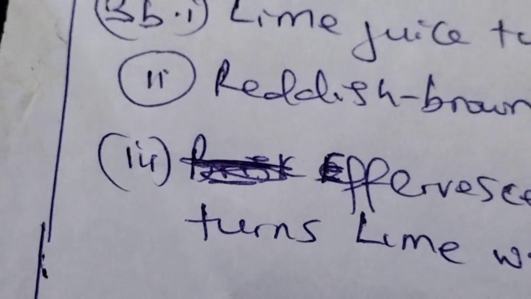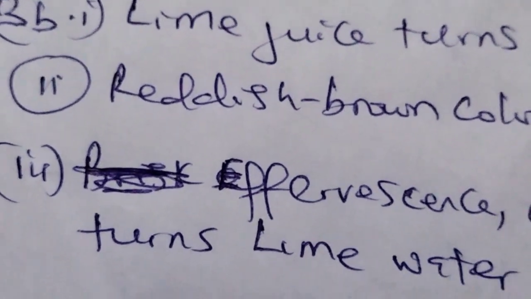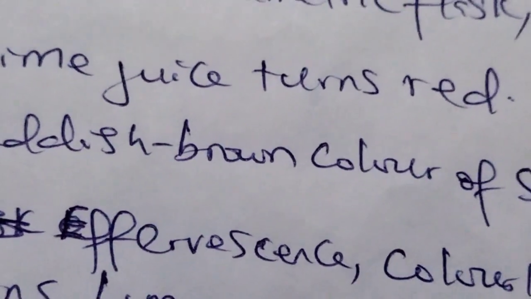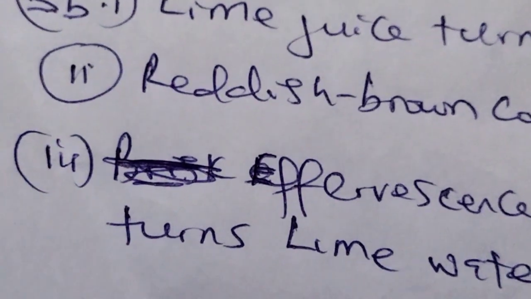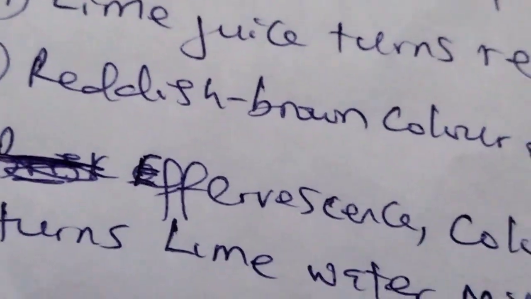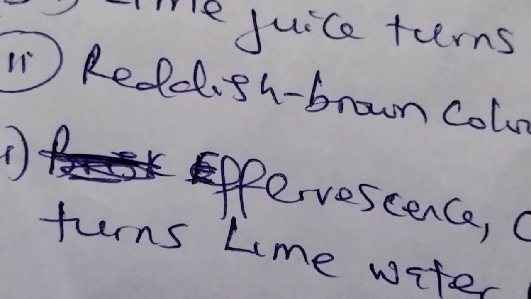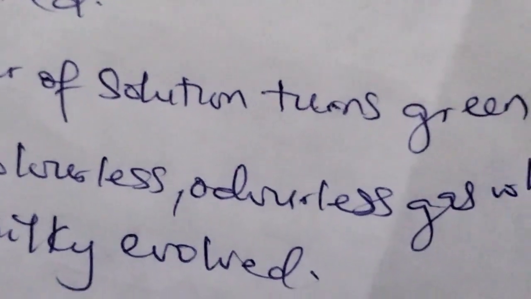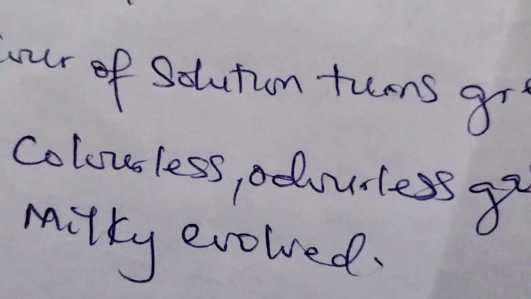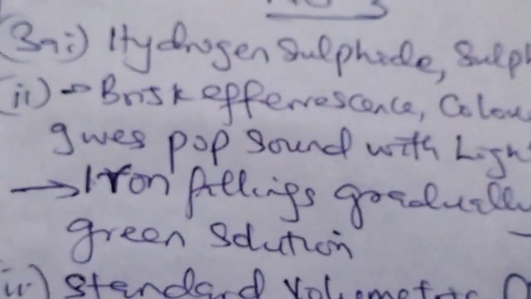Then 3BIII says what you observe when you add ethane-1,2-dioic acid to potassium trioxocarbonate(IV). So the observation: we're going to have brisk effervescence. We have to remember the word brisk because that is an organic acid, though depending on the concentration you don't have to say brisk. So effervescence, colorless, odorless gas which turns lime water milky evolved. And of course, you know the gas is carbon(IV) oxide. So good luck and stay connected to this channel.